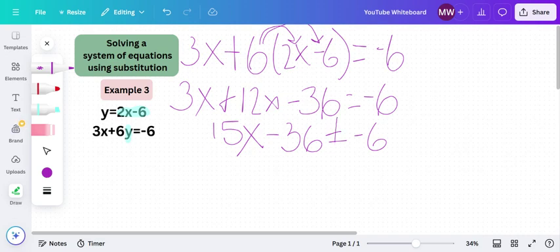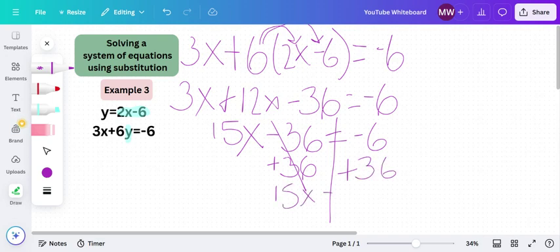Now I have to get x all alone. So the first thing I want to move from one side to the other is that negative 36. The way I'm going to do that is to be adding 36, because that will cancel that out. If I do that on one side, I have to do that on the other, and I'm left with 15x equals 30. My last step is going to be to divide by 15 to get x all by itself. That will cancel out, and I will be left with x equals 2.